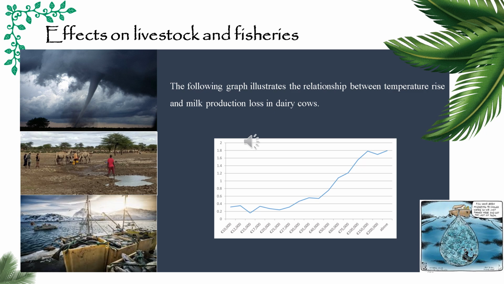So, the data insights on livestock and fisheries, as shown here, illustrate the relationship between temperature rise and milk production loss in dairy cows. A study in the United States found that heat stress could result in significant loss of milk production in dairy cows, costing the industry millions annually. So, the graph shows the increase in temperature and the loss in milk production in dairy cows.